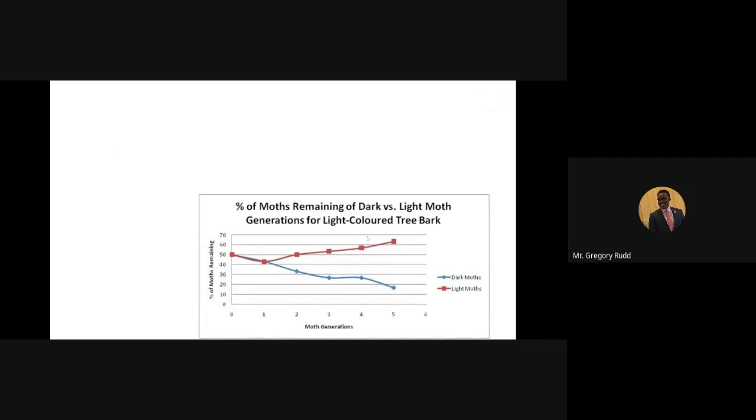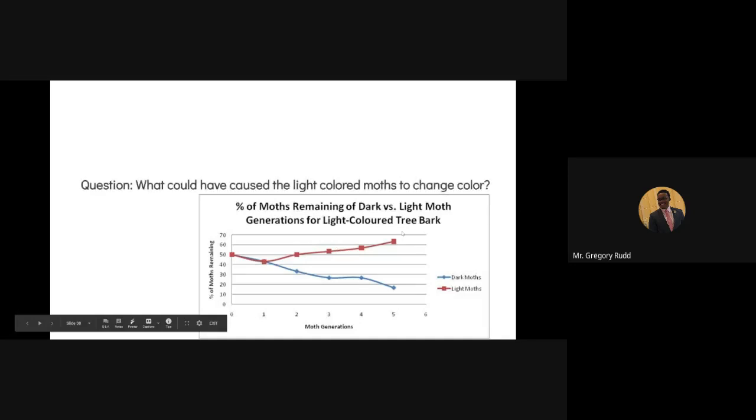Now, this is for a light-colored tree bark. This isn't for a darker-colored tree bark like the Industrial Revolution. This is a light-colored tree bark. So, of course, like I said, genetic variation was always there. We always had some light-colored moths and some dark-colored moths, and they were always on a spectrum. But with each successive generation, as those moths have offspring, we see that there are fewer and fewer darker moths and more lighter moths.